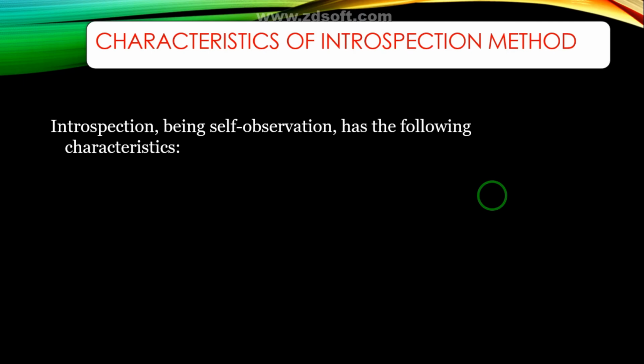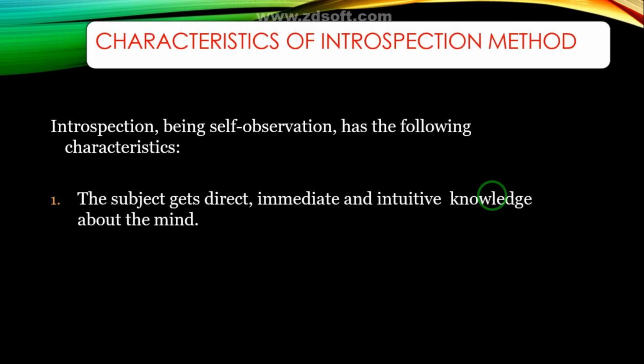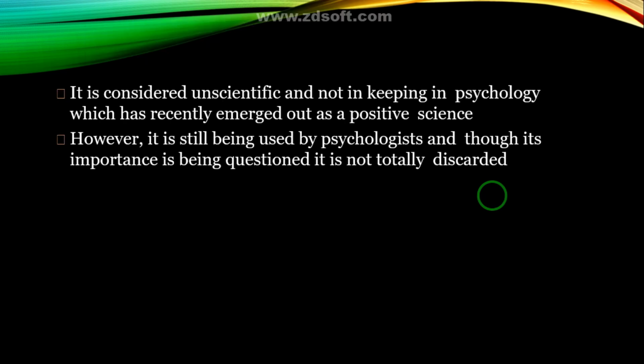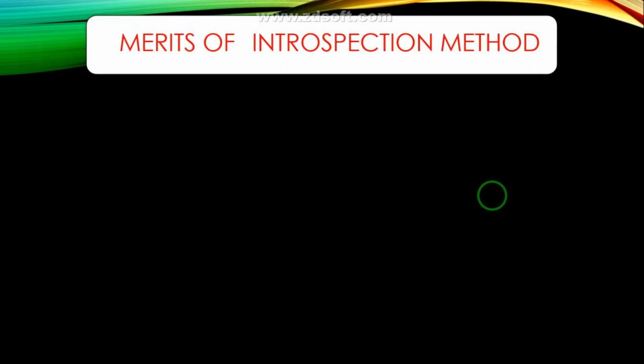So what are the characteristics of the introspection method? Well, the subject gets direct, immediate and intuitive knowledge about the mind. The subject has actually to observe his own mental process. He can't speculate about them. Next, it is considered unscientific and not in keeping with psychology, which has recently emerged as a positive science. However, it is still being used by psychologists, and though its importance is being questioned, it is not totally discarded.